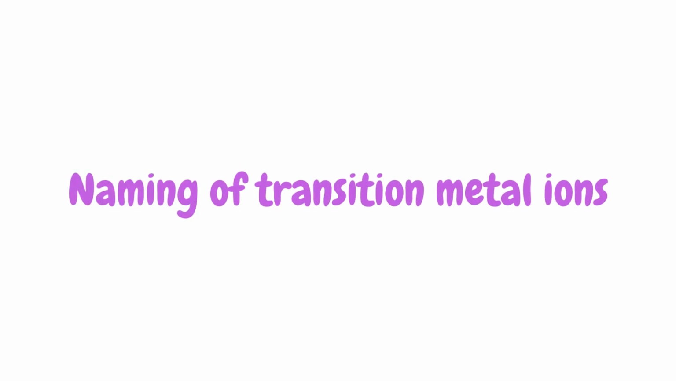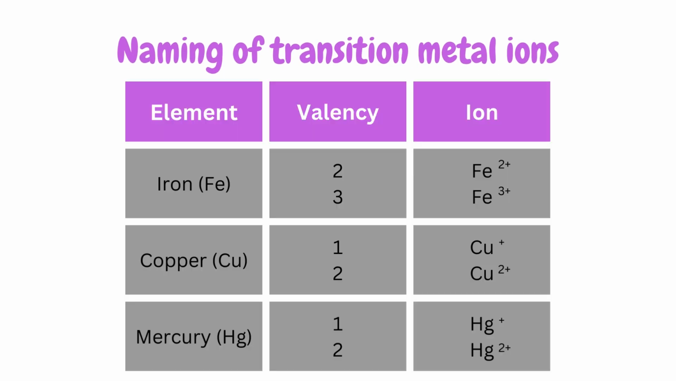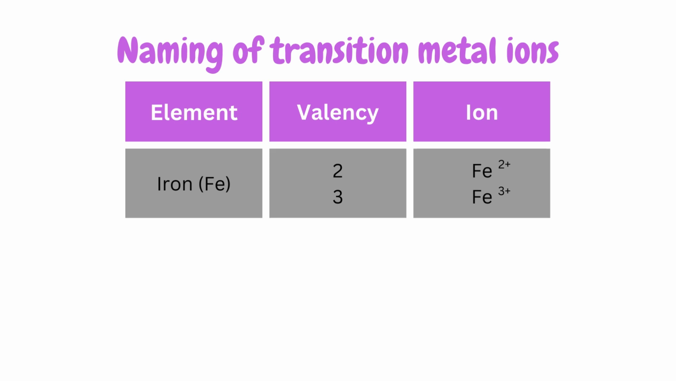Now, let's delve into the naming of transition metal ions. Most transition metals have a variable valency, meaning they can form different cations with different charges. This makes it necessary to specify the ionic charge when naming these ions. For example, iron can have a charge of either +2 or +3. As a result, we need to specify whether the cation has a +2 or a +3 charge by writing the ionic charge as a Roman numeral in brackets.